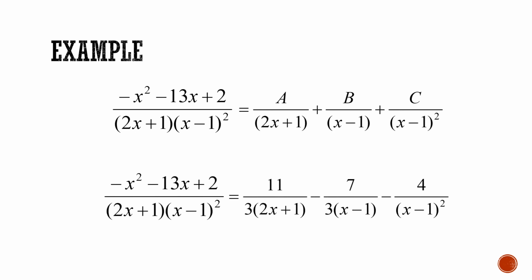So A should have been 11 thirds, B should have been negative 7 thirds, and finally C should have been negative 4. Now remember, you cannot write 11 thirds over (2x plus 1), so it becomes 11 over 3 times (2x plus 1), minus 7 over 3 times (x minus 1), and finally minus 4 over (x minus 1) all squared. Now once again, this is not integration, this is simply breaking it up into partial fractions.